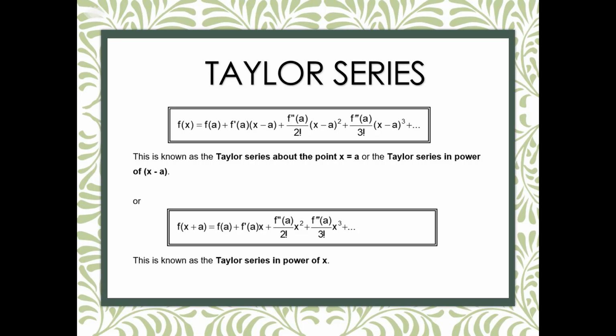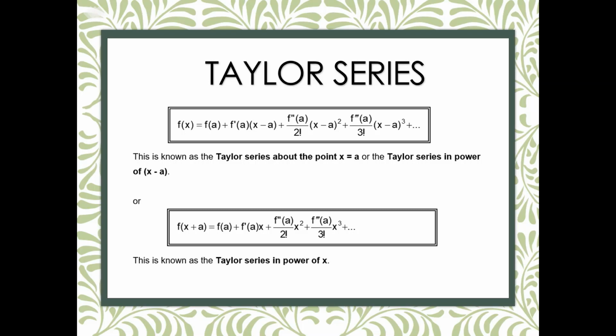There are two formulas to be used for this series. The first formula is known as Taylor series about the point x equal to a, in which the function f(x) is equal to f(a) plus f prime a multiplied with (x minus a) plus f double prime a over 2 factorial multiplied with (x minus a) squared plus so on.